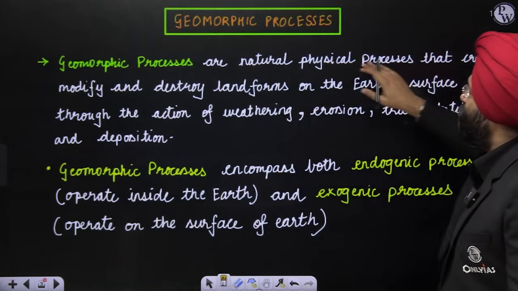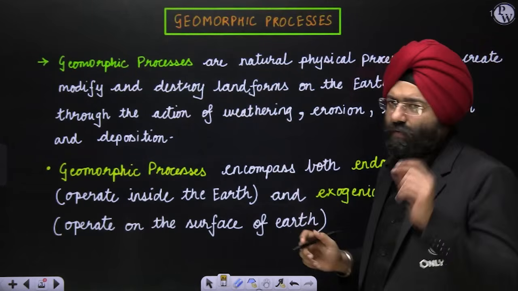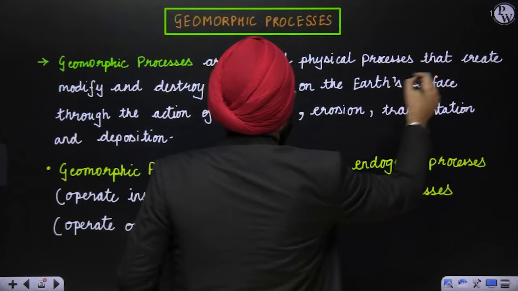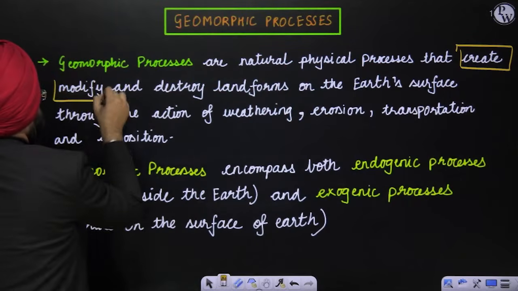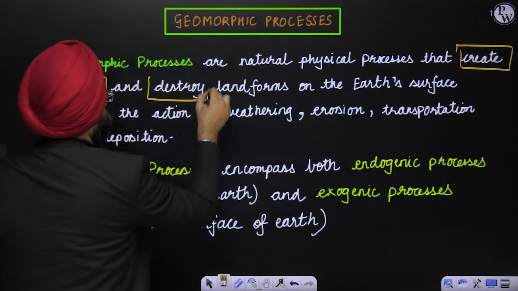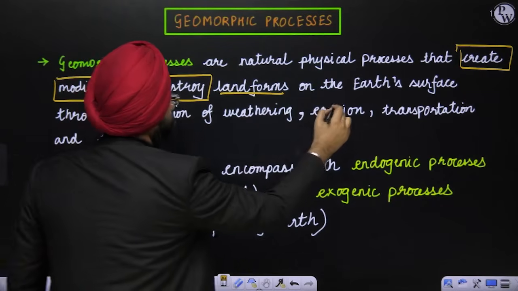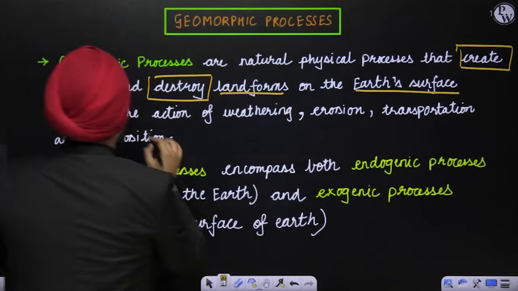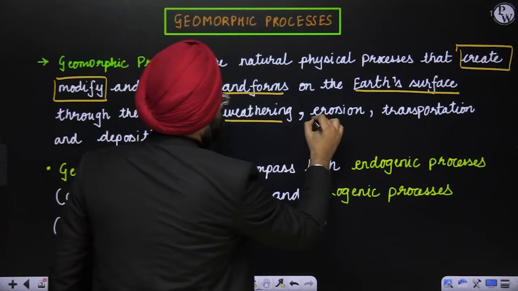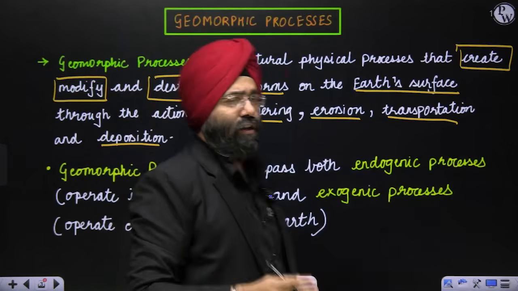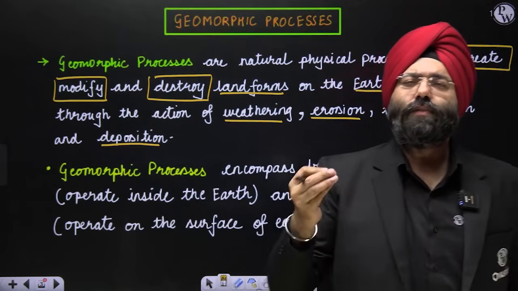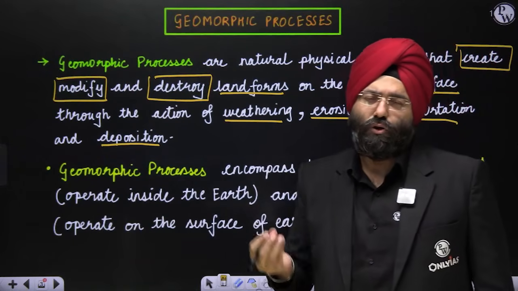These are natural physical processes that create, very important thing, that create, modify and destroy landforms on the Earth's surface through the action of weathering, erosion, transportation and deposition. There are so many terms here. Every single term is important here and every single term is going to be taught to you.